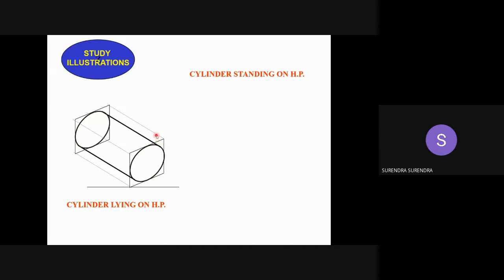This is the isometric view of a cylinder when it is lying on the ground. So when we look like this, we can't see this edge. So this is erased or left with a 2H pencil.